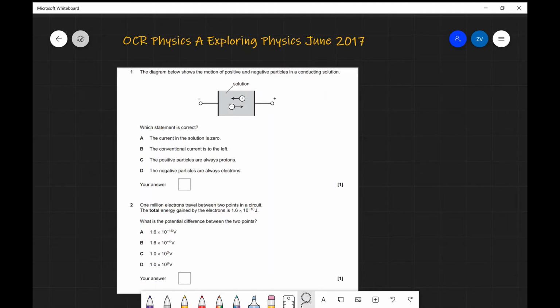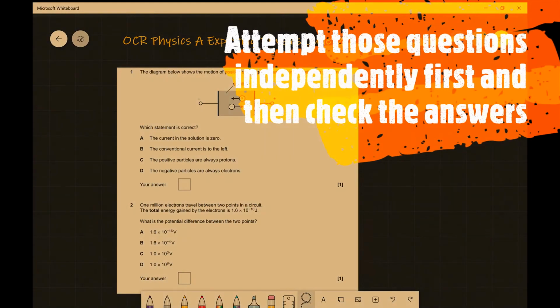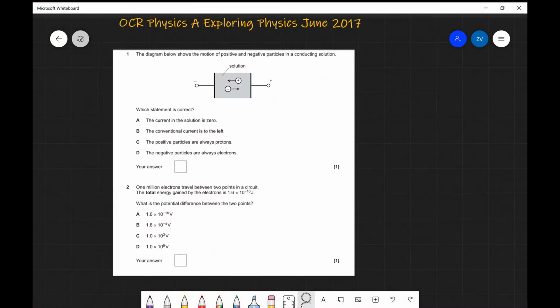What we're going to be looking at today are the multiple choice questions from the OCR Physics A Exploring Physics paper from June 2017. As always, by far the best way of attempting these questions is to attempt them independently first and then only afterwards check with my solutions. Additionally, if you're using this as a revision resource, the best thing to do would be just to pause this video, attempt the question, and afterwards check with my solution. Okay, well, let's get started.